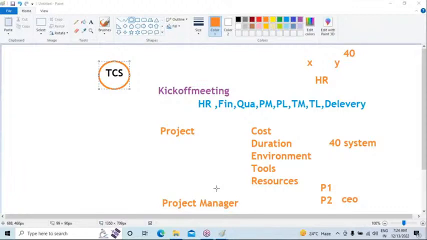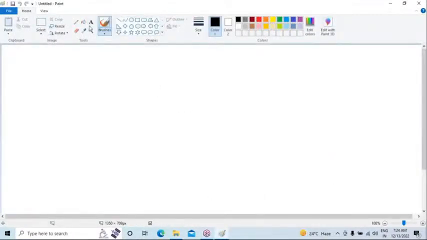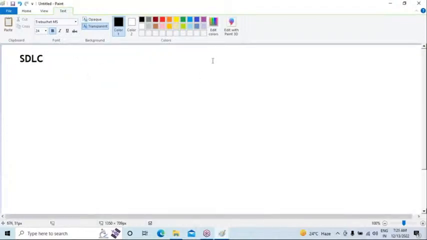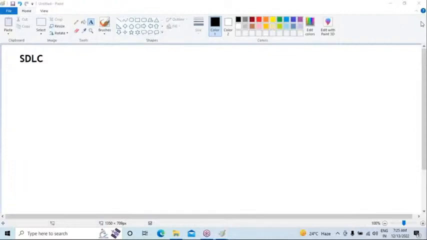Once this kickoff meeting is completed, then they will develop the application using the SDLC, the software development life cycle, which defines how the application is going to be developed in real time. Who are the people involved, where the testers are involved, all these things are going to be discussed here. So this is how it is performed in real time.